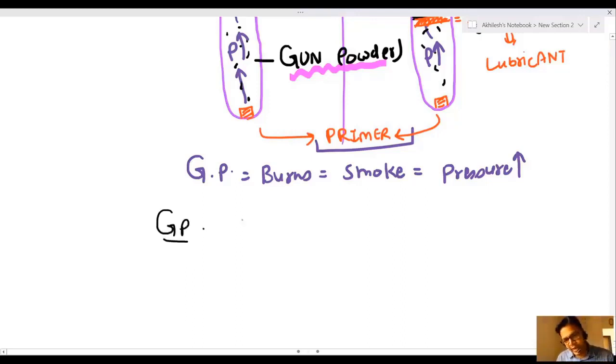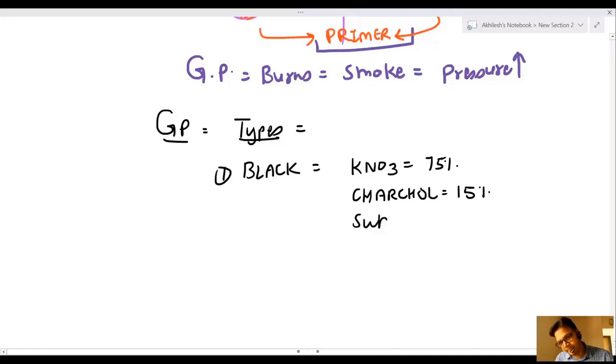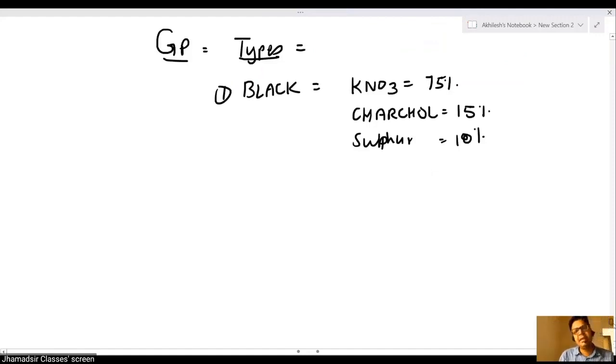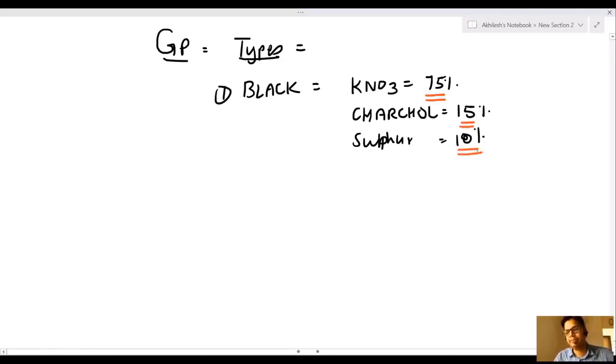Gunpowder. First, I will discuss the types of gunpowder. First is black gunpowder. What is black gunpowder? Black gunpowder is potassium nitrate 75%, charcoal 15%, and sulfur 10%. This is the composition of black gunpowder. Again, I'm revising, my dear friend: potassium nitrate 75%, charcoal 15%, and sulfur 10%.